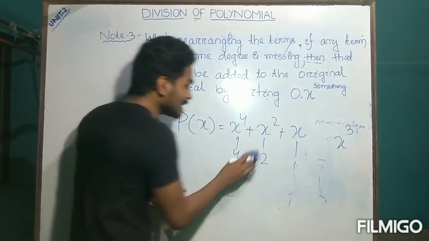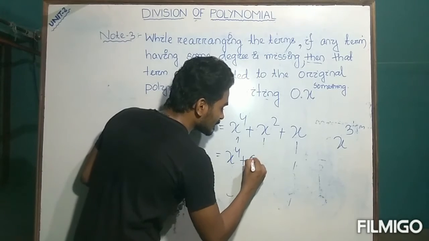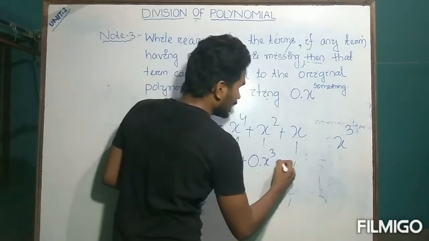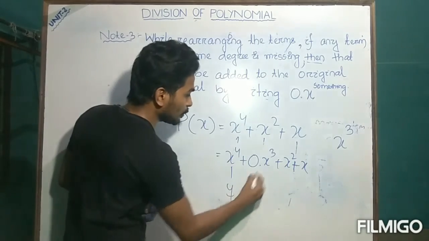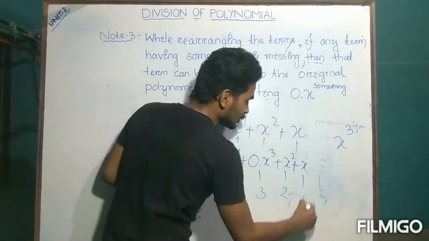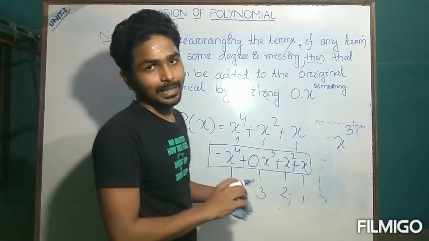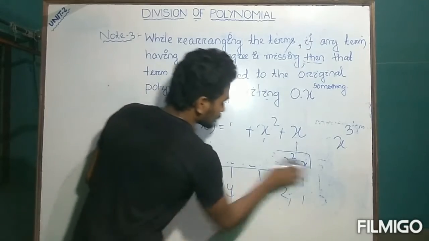But how can we add it? We can add it by writing just 0 into x to the power 3. Then write x square plus x. This is the power 4, this is 3, this is 2, this is 1. So they are all arranged in decreasing order of their degree. Understood? You can take one more example.